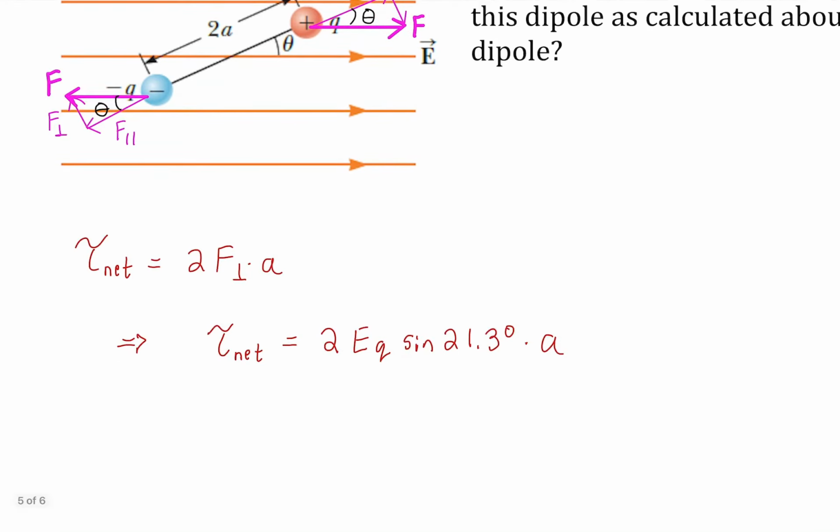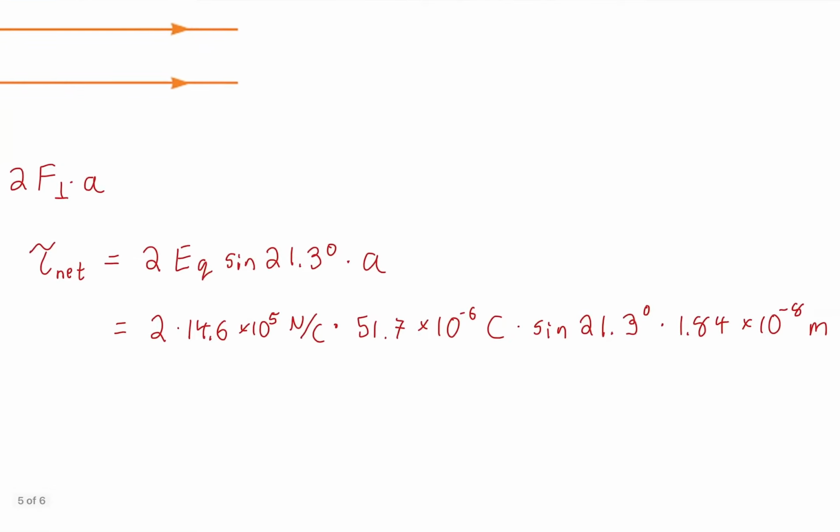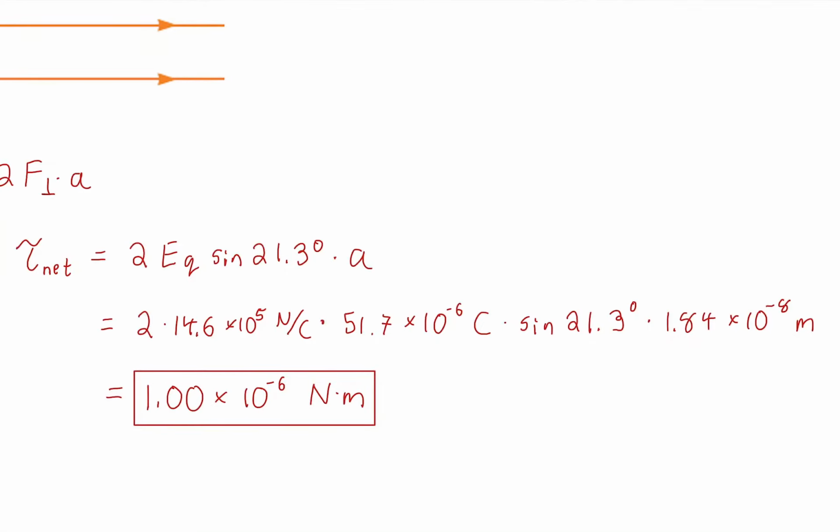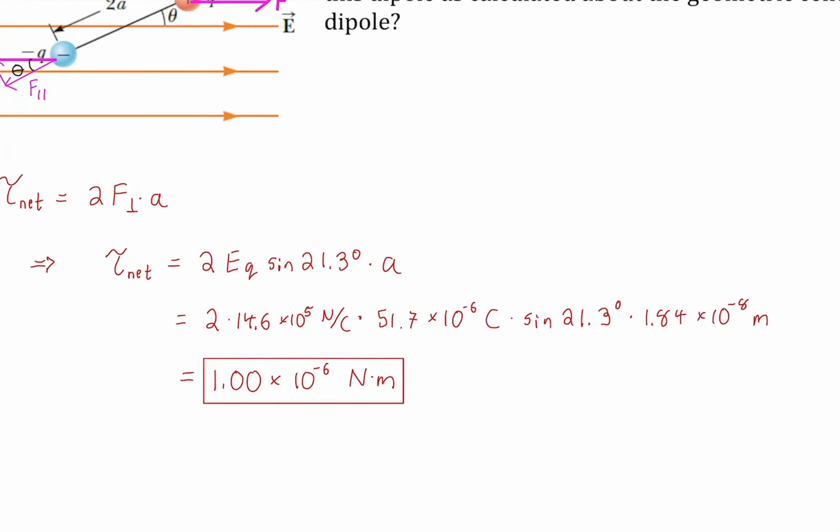A we're given, so we can plug in all our values: electric field strength, the charge on each of the charges, 2 of them because it's the sum of the two forces that creates the net torque, the component that we care about, and the radius. And we get 1 millionth of a newton meter, 1 times 10 to the negative 6 newton meter. This torque is measured in newton meters. All right, well, there you go.